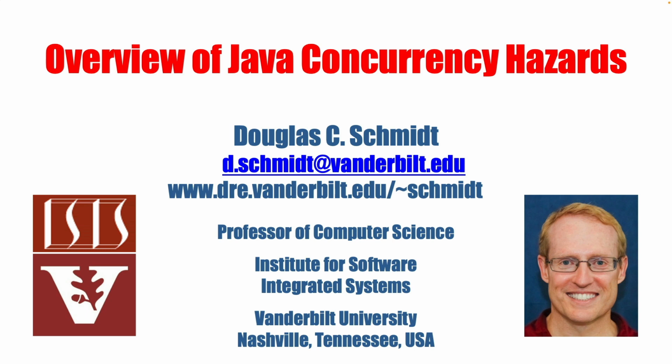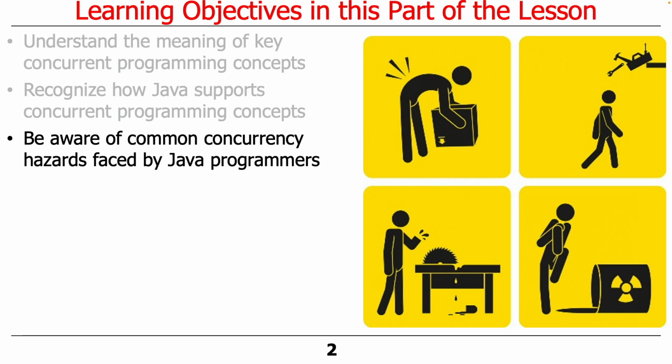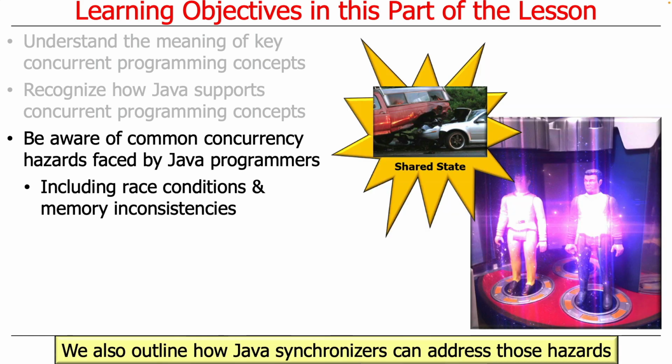So far, we've talked a bit about concurrency concepts. We talked about how you can program concurrency in Java with threads and synchronizers and message passing. Now let's talk about the dark side of all this, the things that can go awry. I lump these under the concept of concurrency hazards, things that can go wrong. And we're going to talk about race conditions and memory inconsistencies.